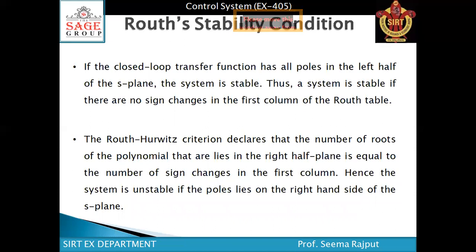Routh stability conditions. If the closed loop transfer function has all poles in the left half of the S-plane, the system is stable. Thus, a system is stable if there are no sign changes in the first column of the Routh table. So, the Routh-Hurwitz criterion declares that the number of roots of the polynomial that lie in the right half plane is equal to the number of sign changes in the first column. Hence, the system is unstable if the poles lie on the right hand side of the S-plane.